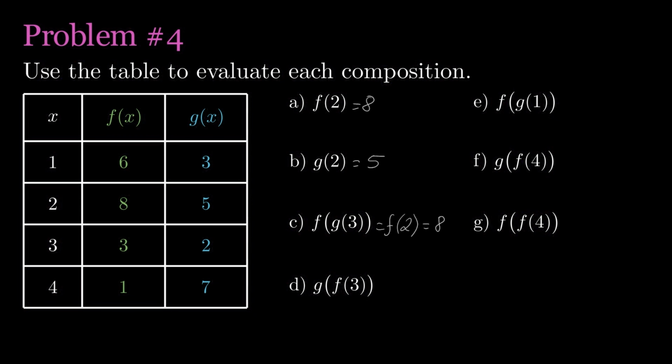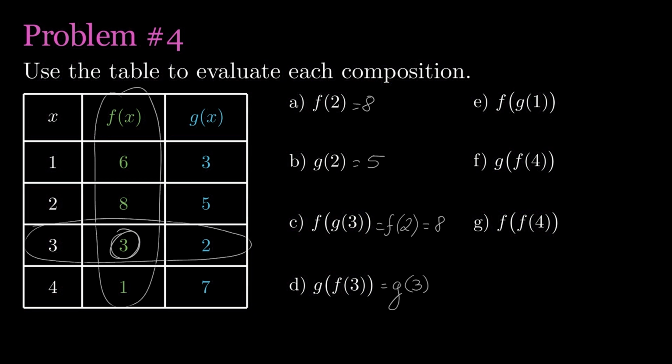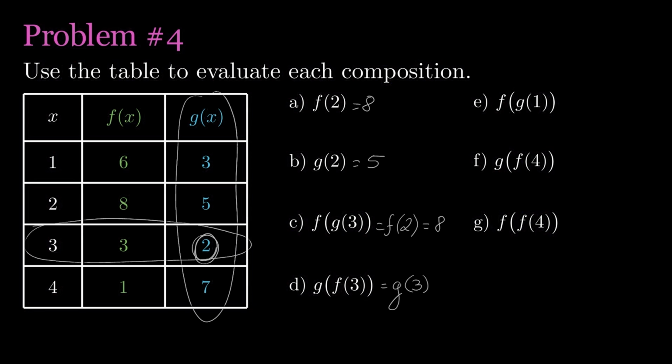Now in part D, we have g of f of 3. So we start with f of 3, so function f, input of 3, that value is 3, and that becomes now the input for the function g. So now we have to evaluate g of 3. So we're just switching here, and we get that 2 that we already found also in the first step of part C. So 2 is the final answer for part D.